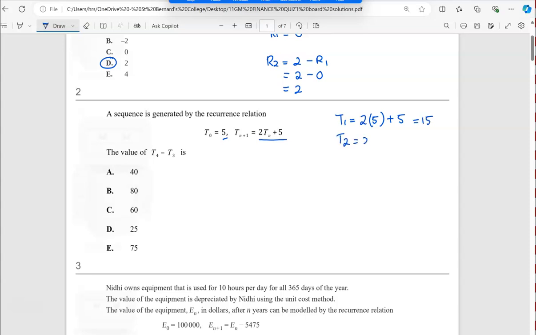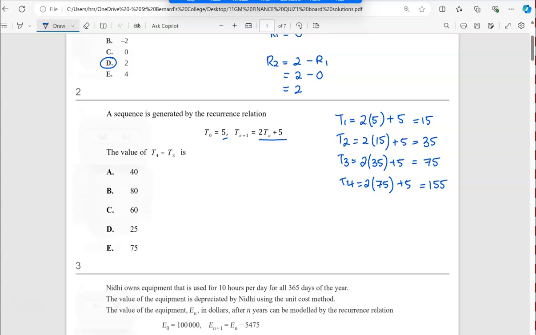T2 must be 2 times the one before, which is 15, plus 5. So that would be 35. T3 must be 2 times 35 plus 5, which would equal 75. T4 would be 2 times 75 plus 5, which equals 155.